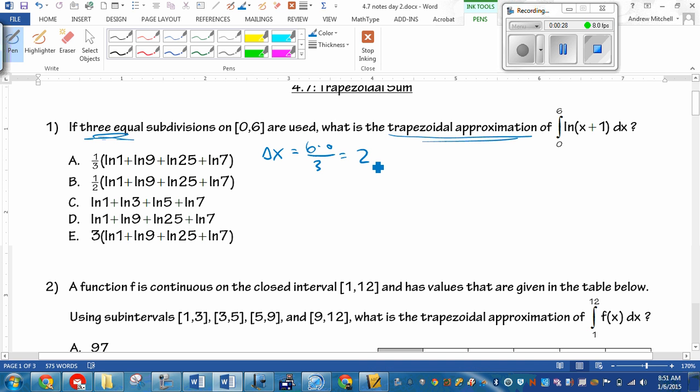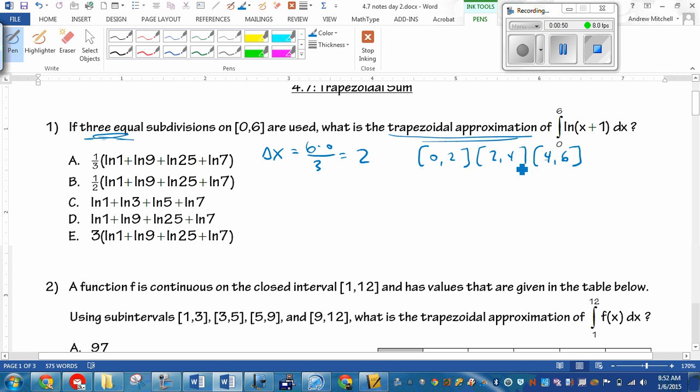So it helps to go ahead and write those intervals that we're breaking this up into 3 equal subdivisions. Starting at 0, we're going up by 2. So we're going from 0 to 2, and then from 2 to 4, and then from 4 to 6. So there's our 3 subintervals. They're all equal length of 2.